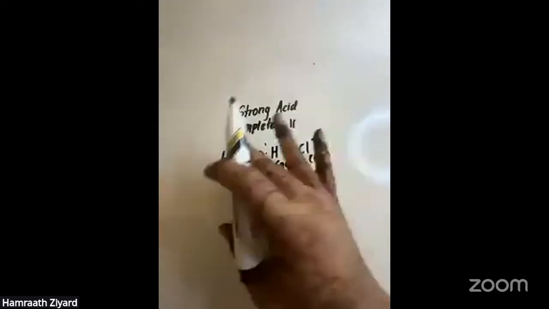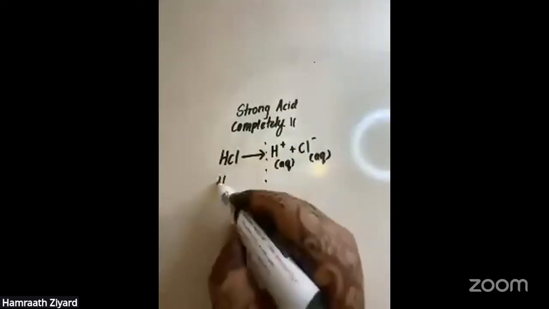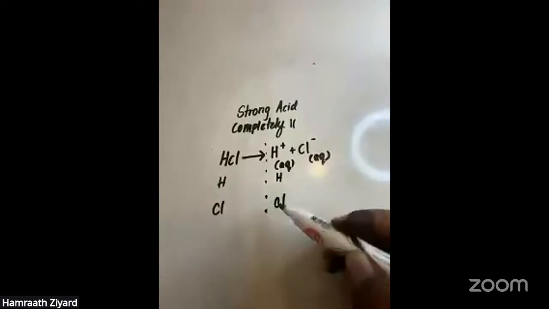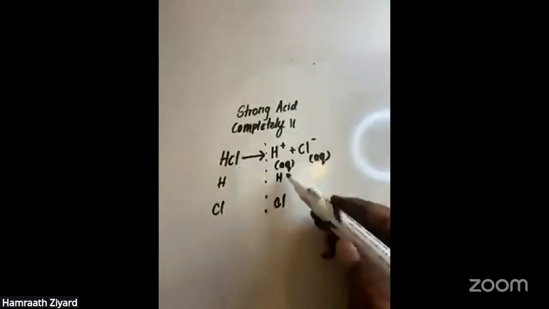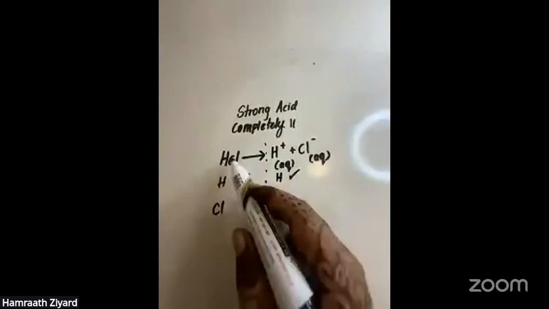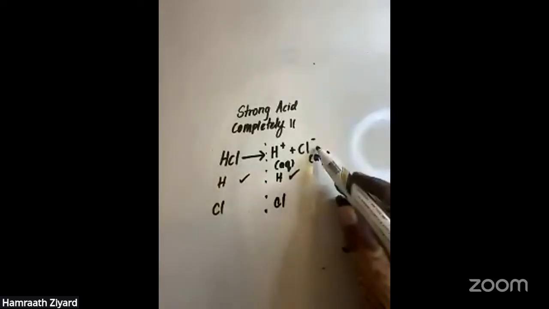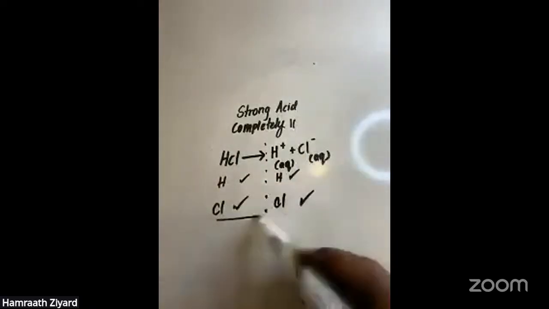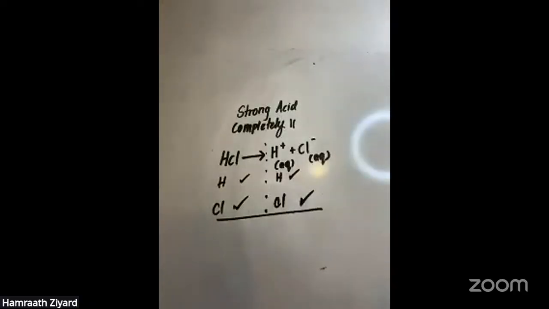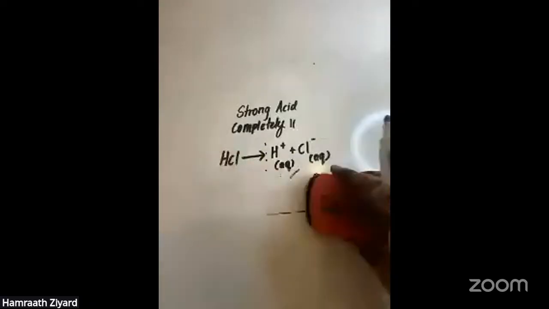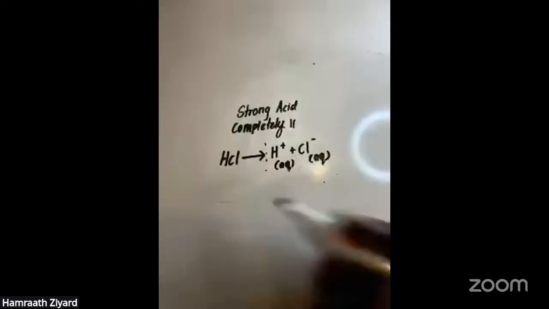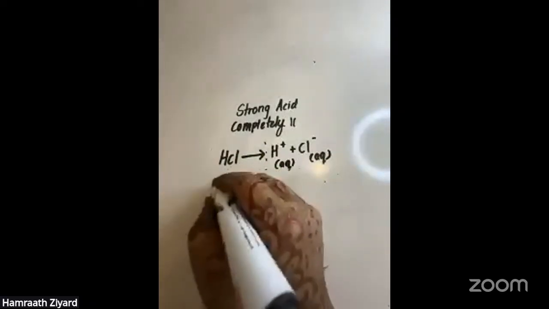Just divide this side and the other side. You can see hydrogen, chlorine, hydrogen, chlorine. How many hydrogen do I have? One. Here also one. Balanced. How many chlorine do I have? One. And here chlorine, one. They are balanced. So that means this is a balanced chemical equation to show the strong acid.